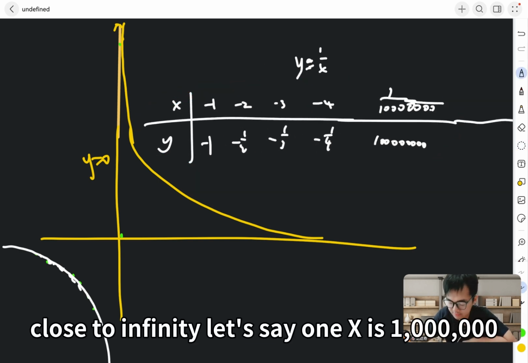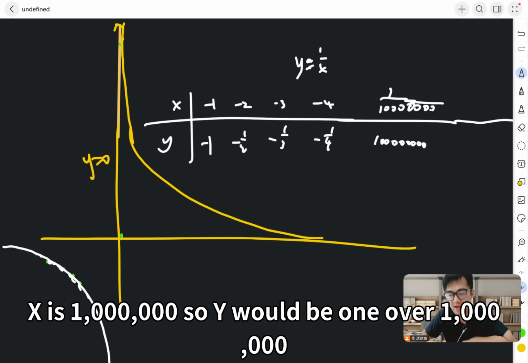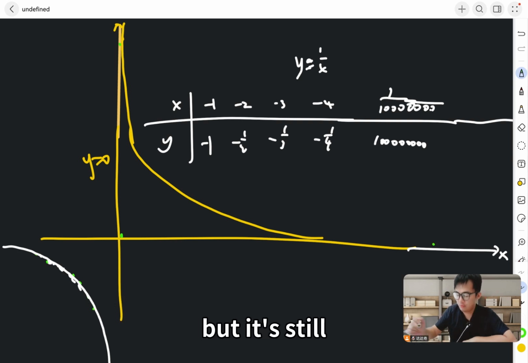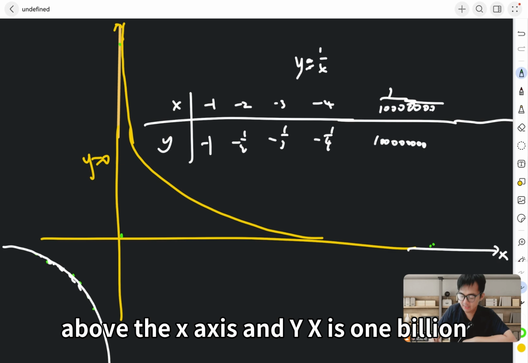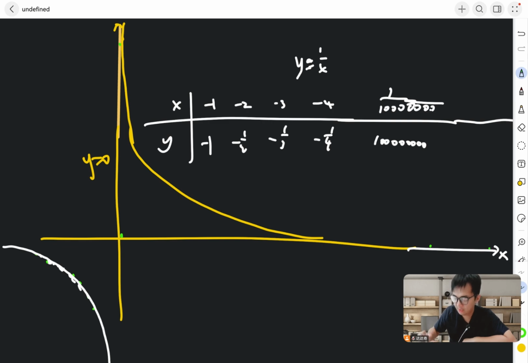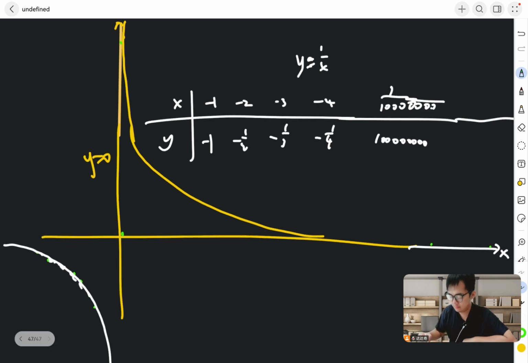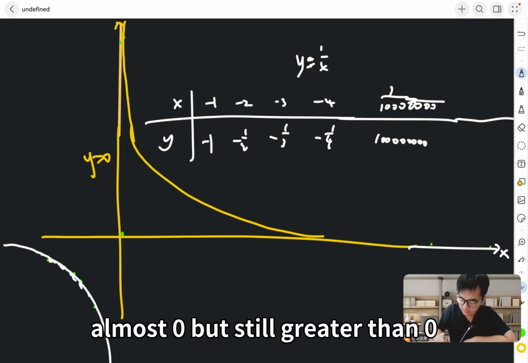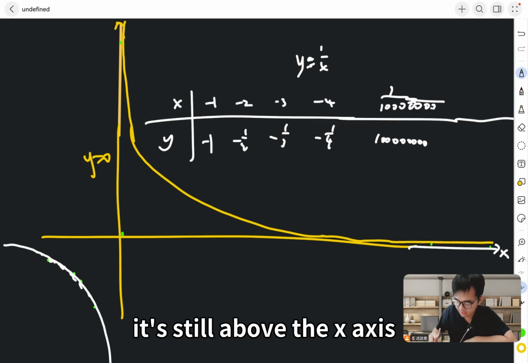And once you understand the vertical asymptote, we could still make the value of x close to infinity. Let's say when x is 1 million, y would be 1 over 1 million. So x is super big and y is super small, but it's still above the x-axis. And when x is 1 billion, y is 1 over 1 billion, it's super small but still above the x-axis. So when x is infinity, y is almost 0, but still greater than 0. It's still above the x-axis.